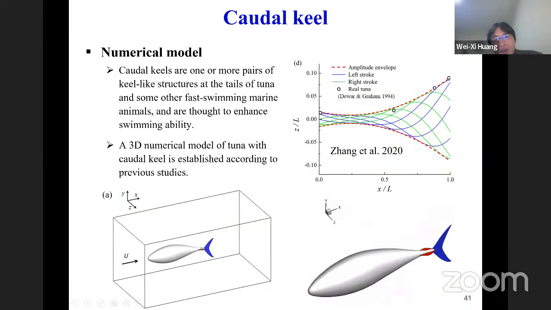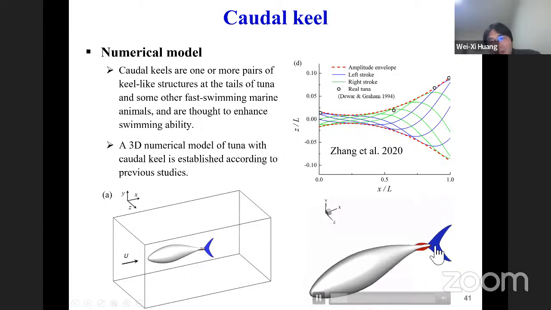Okay, so we can also consider the caudal keel. This one was rarely noticed by fluid mechanics people, but the caudal keel was found to exist in the faster swimming fish. Like the tuna is one typical example. So here we consider this kind of simplified model, but we add the body shape and the body motion together with the caudal keel to do the simulation.